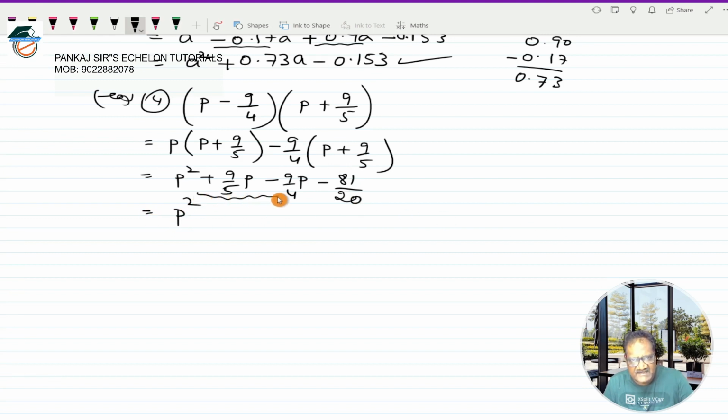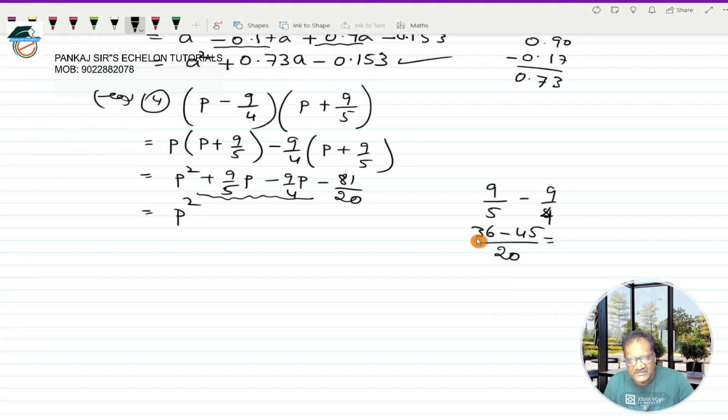Now last step, p square. We can add these 2 up. This is 9 by 5 minus 9 by 4. So let me do that. 9 by 5 minus 9 by 4. Now 5 and 4, the LCM is 20. 5 fours are 20, right? 5 into 4 is 20. So 4 into 9 is 36. Then 4 into 5 is 20 and 5 into 9 is 45.